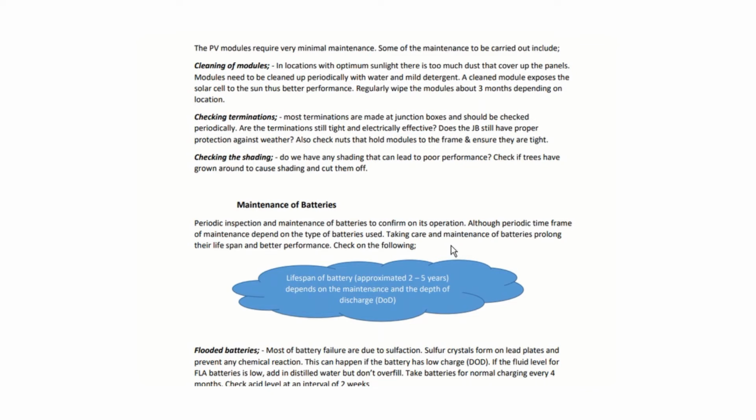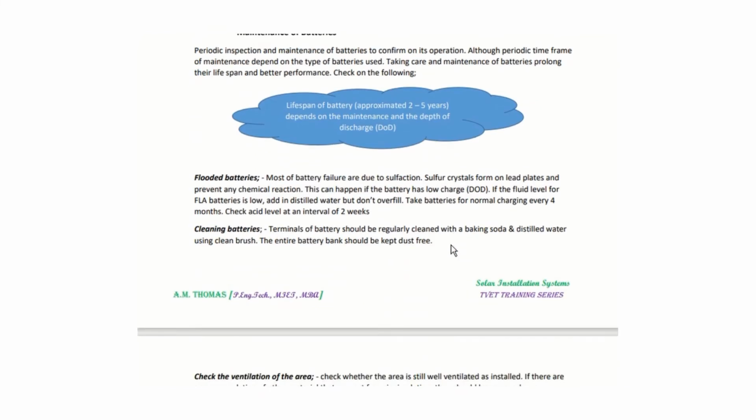Although the maintenance time frame depends on the type of batteries, taking care of batteries prolongs their lifespan and gives better performance. We say that battery life is approximately 2 to 35 years, but it also depends on how you maintain it. When you poorly maintain it, it will last a very short time, but when you maintain it properly, it will reach a maximum age as per the manufacturer's specification. So we need to maintain our batteries very effectively and periodically.